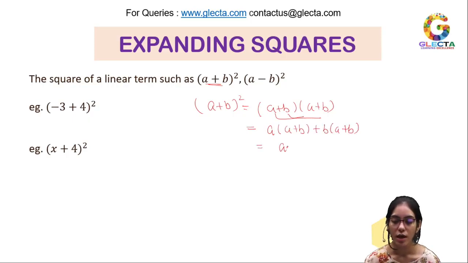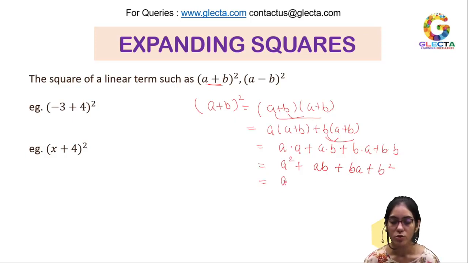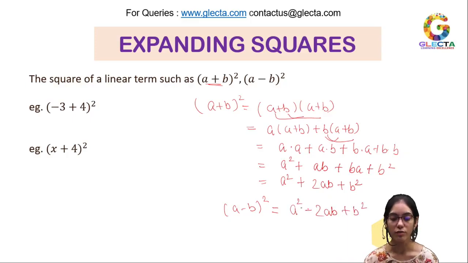So this is a into a plus a into b plus b into a plus b into b. So this will be a square plus ab plus ba plus b square. ab and ba are the same, as product is commutative. So a square plus 2ab plus b square. Similarly, we can find a minus b whole square. I am just telling you, it will be a square minus 2ab plus b square. You can do it for yourself.